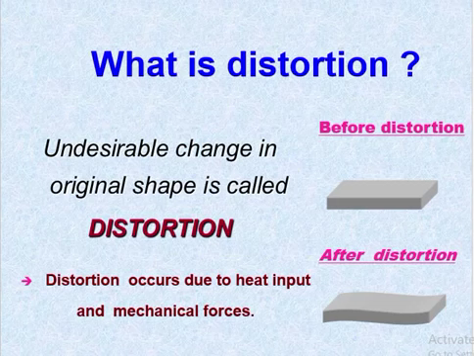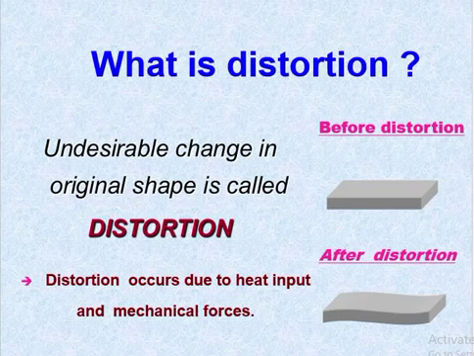So what is distortion? We need to understand it very well. If you have any object or plate, and you apply heat or mechanical force, and there is a change, that is called distortion. Distortion means an undesirable change in the original shape. Before distortion the plate is like this, and after distortion the plate is like that. Distortion occurs due to heat input and mechanical forces.